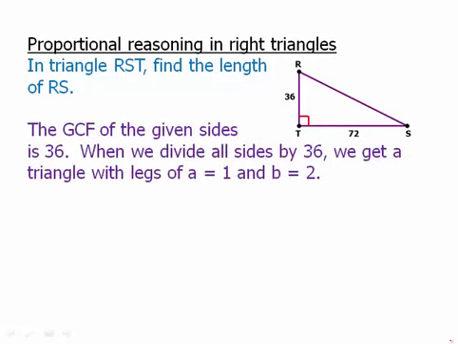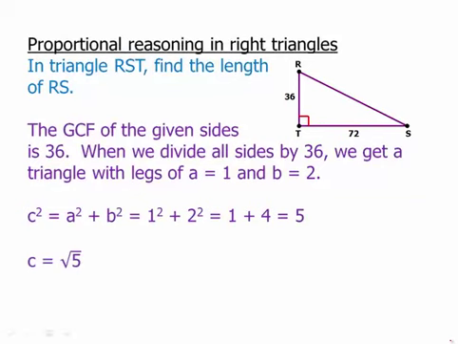Well, the greatest common factor of 36 and 72 is 36. If we divide all the sides by 36, we get a triangle with legs of 1 and 2. Well, those are very simple numbers. If we have a equals 1 and b equals 2, plug this into the Pythagorean theorem, we get c squared equals 5, c equals square root of 5. And so that means in the big triangle, all we'd have to do is multiply square root of 5 times 36. Multiply it back by that greatest common factor, and so RS equals 36 root 5.